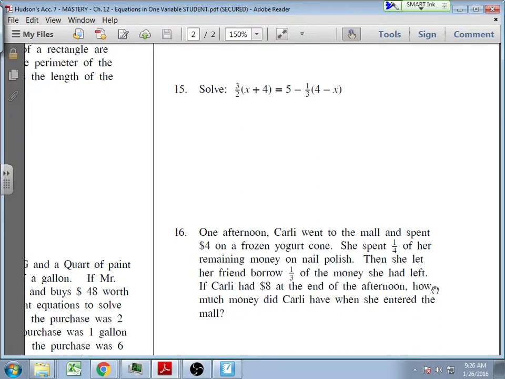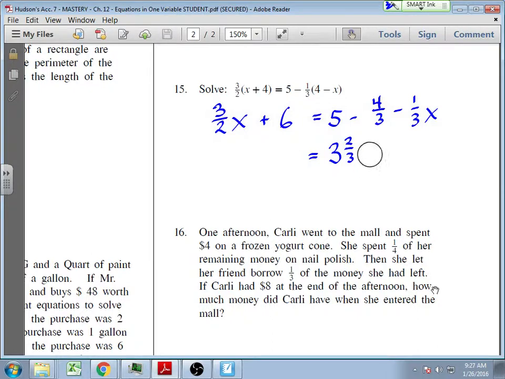Here, a little bit of fraction work. That's why it was one of the later problems, kind of more difficult. We get 3 halves x plus 6, because that'd be 12 over 2. Nothing happens with the 5 at first. 4/3 minus 1/3 x. I would need common denominators before I can combine my x values. So first thing I want to do is combine all my constants though. 5 minus 4/3, this is going to give me 3 2/3.